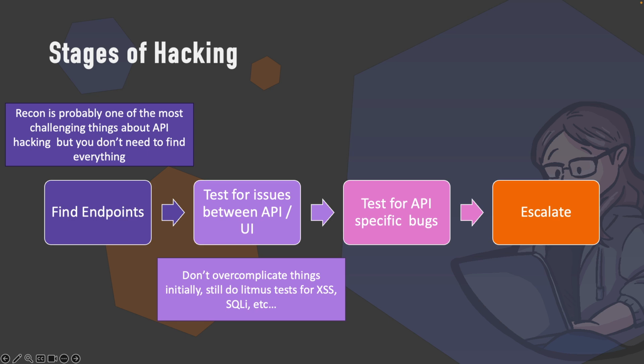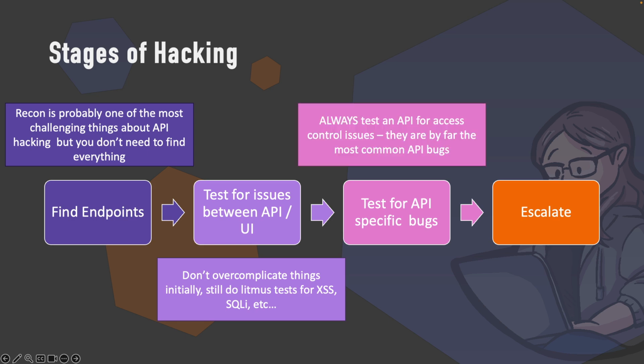After you've tested for those kinds of initial bugs, then test for your API-specific bugs. And if you test nothing else, always test for access control issues. They are by far, by a significant amount, the most common API bugs.